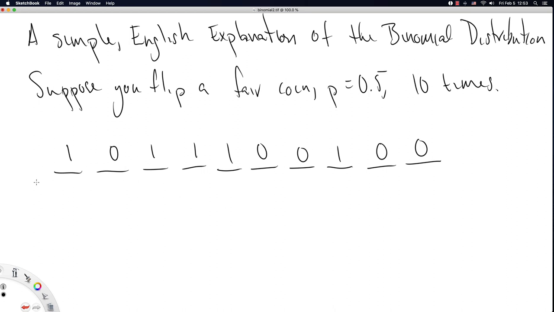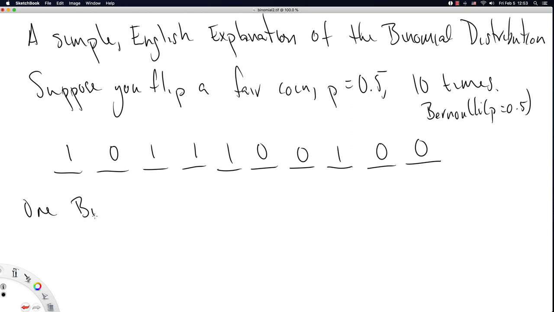Here we have 10 Bernoulli values because each of these is a fair coin, can only take on two values, and no two flips are related in any way. This is 10 Bernoullis. So essentially, when I'm saying 10 times, I'm saying 10 Bernoullis with P equal to 0.5.